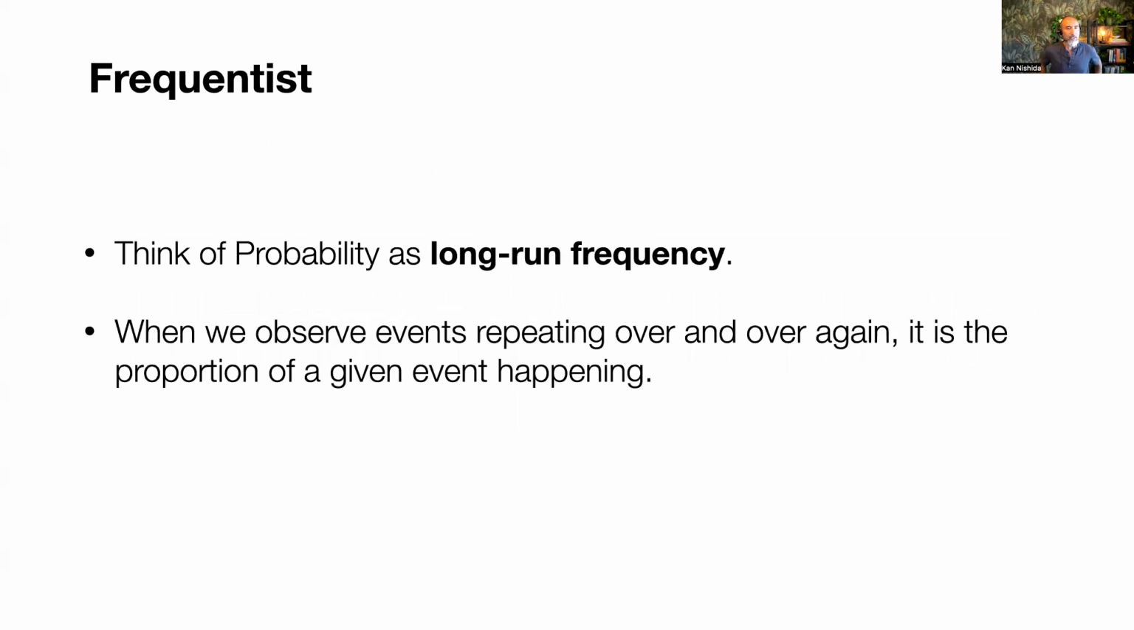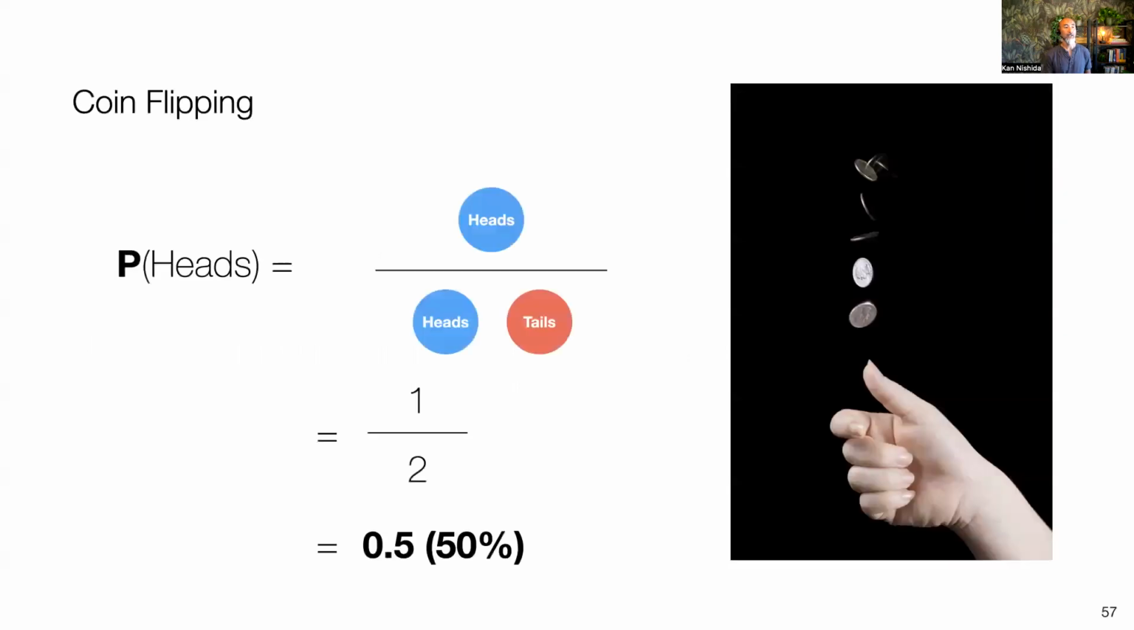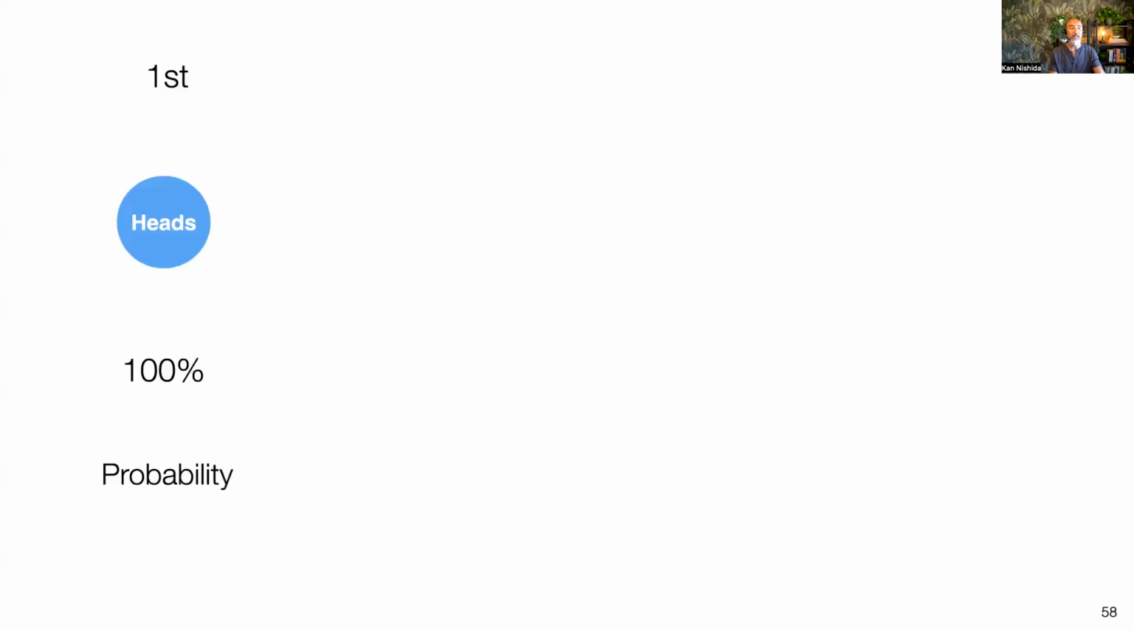So the frequentist way of understanding is to think of probability as a long-run frequency. When we observe events repeating over and over again, almost to infinity, it is the proportion of a given event happening. So let's think about a coin flipping case, right? We know that P(heads) equals 0.5 or 50%. So what does this 50% mean? You flip the coin the first time, you got heads. So at this point, it's 100%, not 50%.